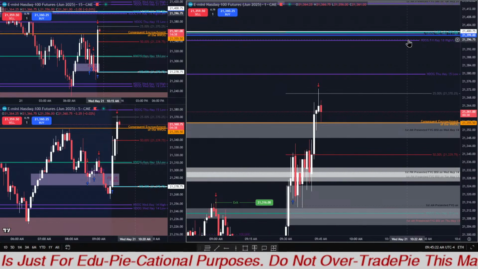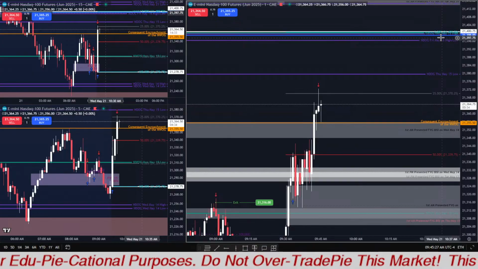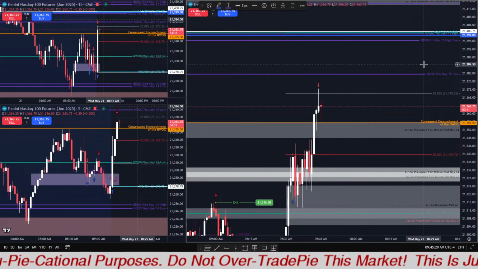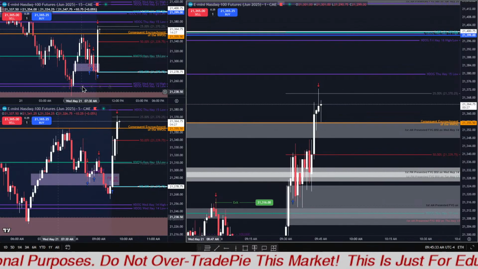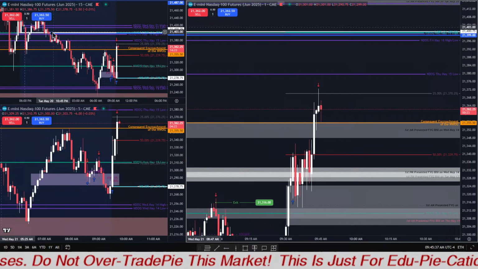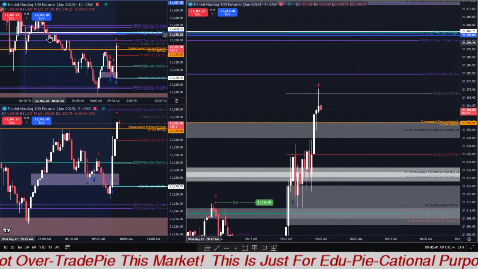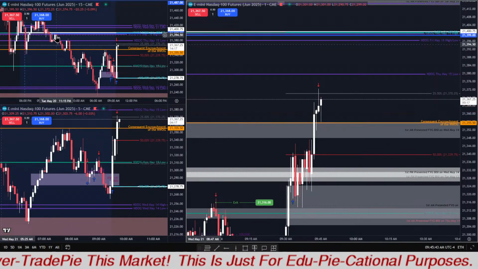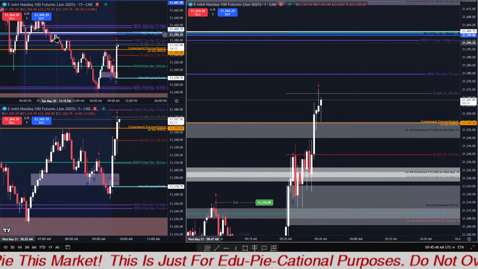And in my opinion, they're targeting this 21,399 buy side liquidity because we have the relative equal highs in the 15-minute chart. If you notice, it's resting over here. We have these very smooth relative equal highs, and that is the target of the market in my opinion for this morning session.